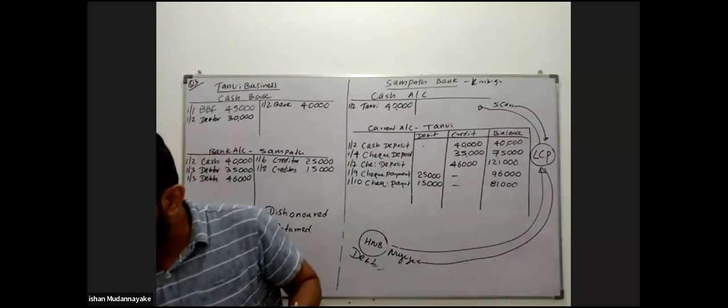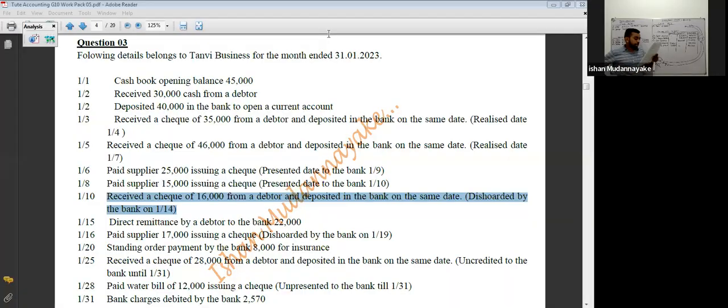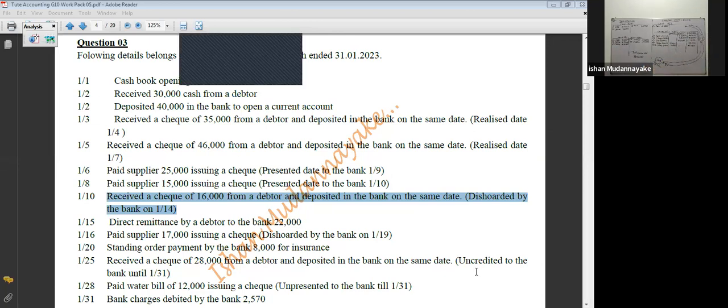Received a check of 16,000 from a debtor and deposited in the bank on the same date, but dishonored by the bank on 14 January.